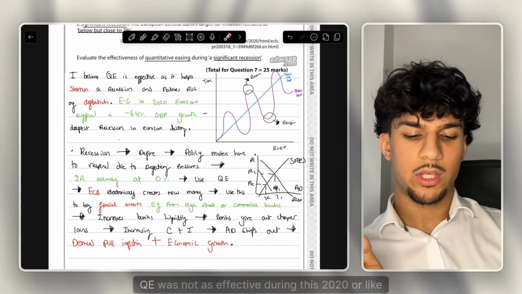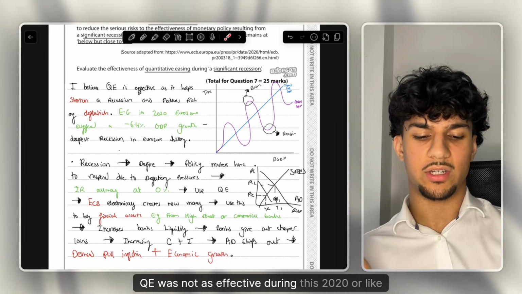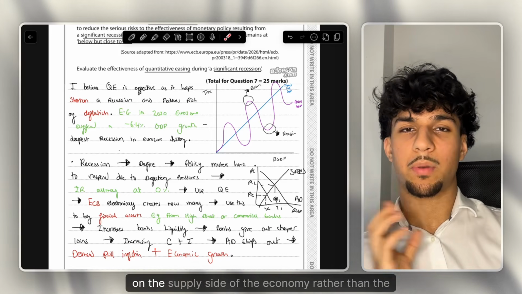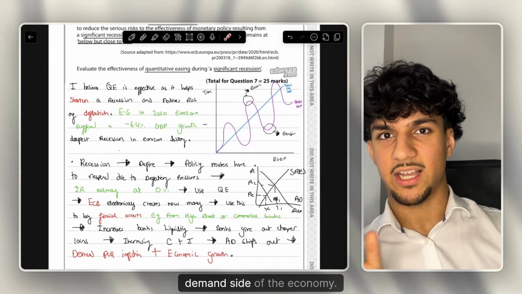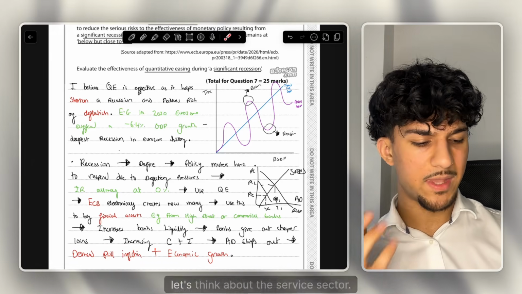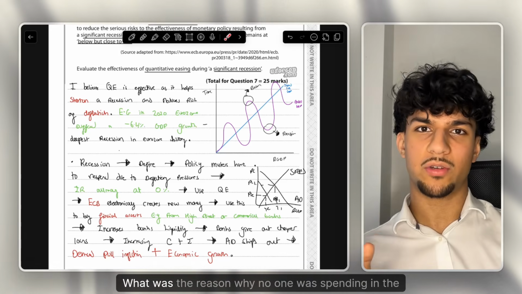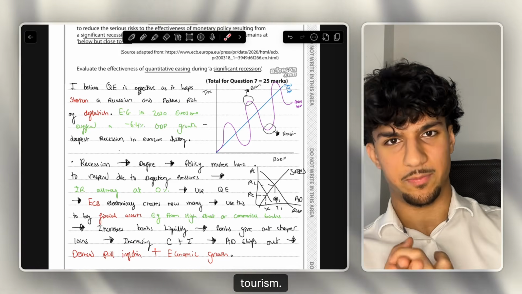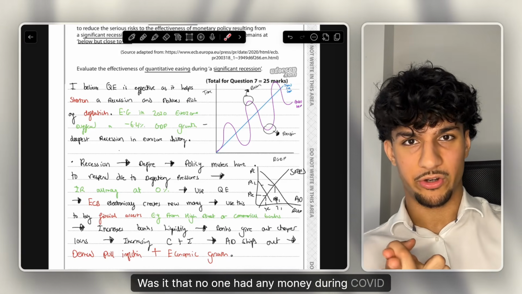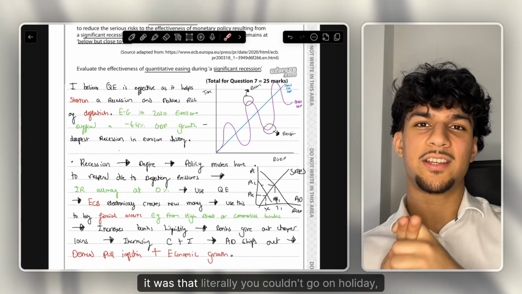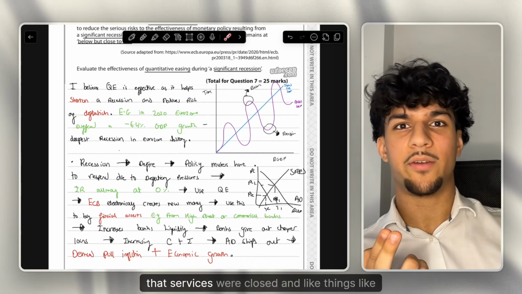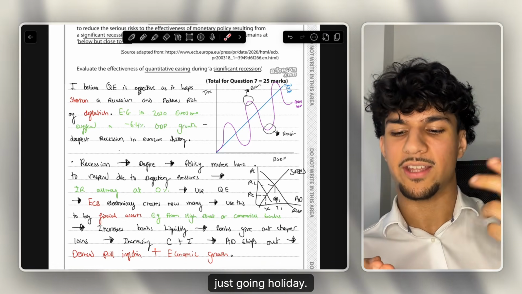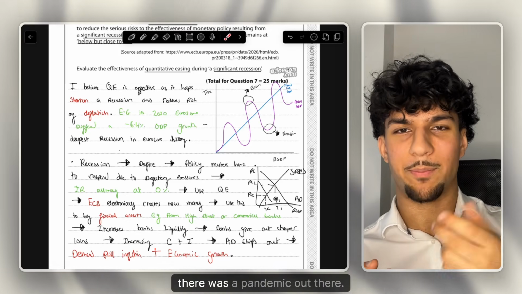However, in evaluation, QE was not as effective during this 2020 COVID period because some of the problems were on the supply side of the economy rather than the demand side. For example, let's think about the service sector. What was the reason why no one was spending in the service sector, for example on holidays and tourism? Was it that no one had any money during COVID? No, it was that you literally couldn't go on holiday, services were closed, like shopping malls, and no one wanted to go on holiday since there was a pandemic out there.